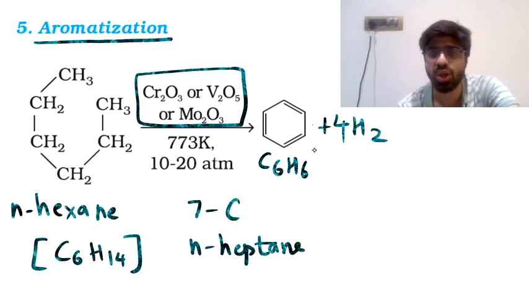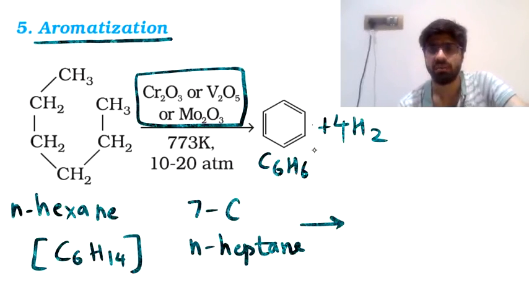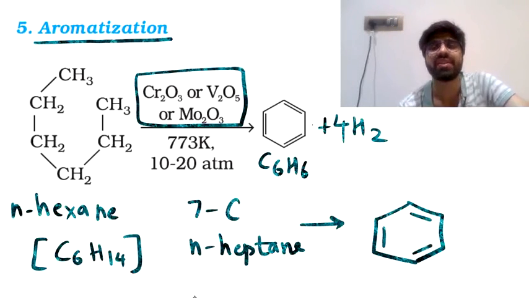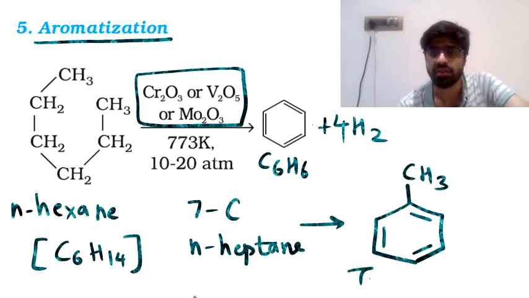n-heptane will also undergo cyclization, but by undergoing cyclization, it will form benzene only. But you might end up asking me that benzene means a total of 6 carbon atoms. Where does the 7th carbon atom go? The 7th carbon atom comes on this carbon as a substitution of methyl, and you get the methyl substituted benzene, and that compound is what you call toluene.